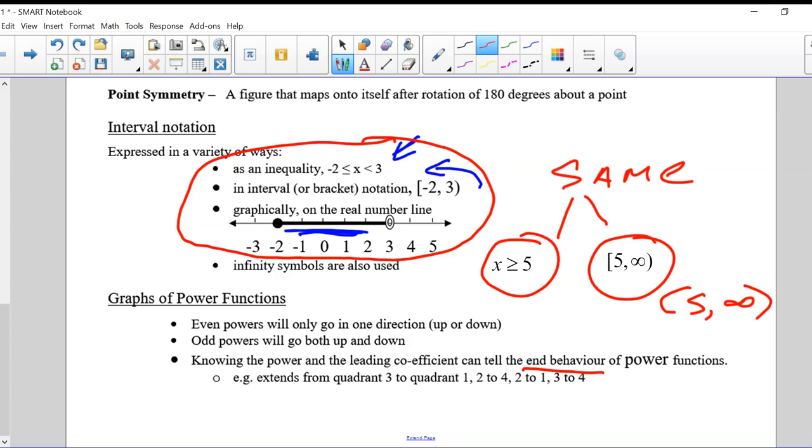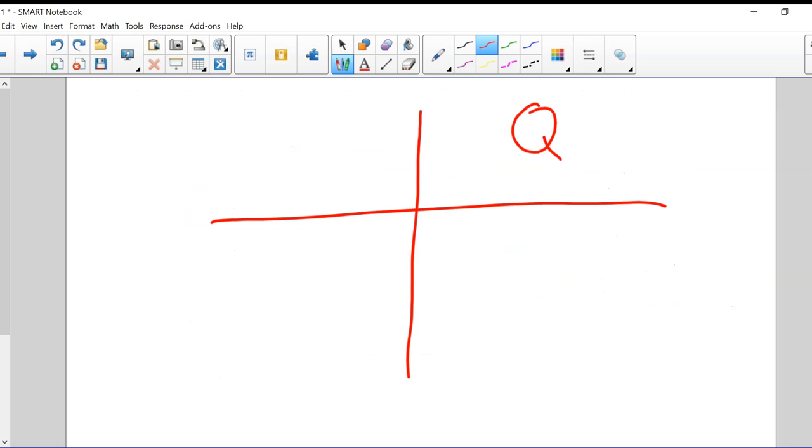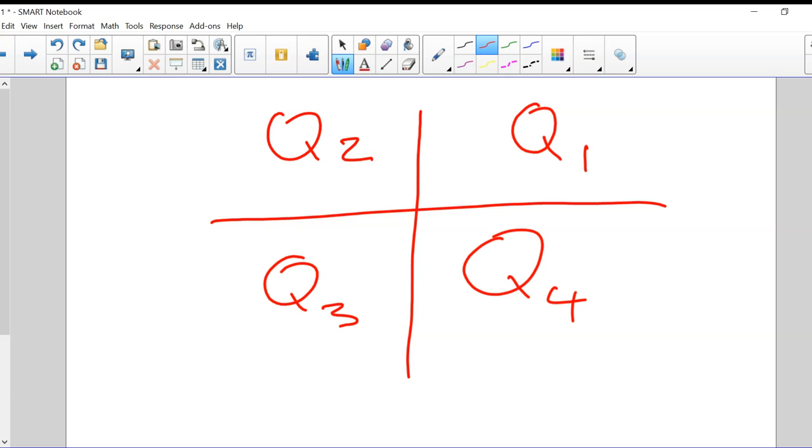Knowing the power and the leading coefficient can tell us what's called the end behavior of a power function. So we're going to be talking about quadrants in a little while. Quadrant this to quadrant that, so quadrant 3 to quadrant 1, etc. So even before we do that, let me just quickly remind you. I put a brand new page on the screen here. I use a smartboard a lot. I love the smartboard. I generally refer to this on the Cartesian plane as quadrant 1, and we go in a counterclockwise direction. I refer to that as quadrant 2, and this as 3, and that as 4.